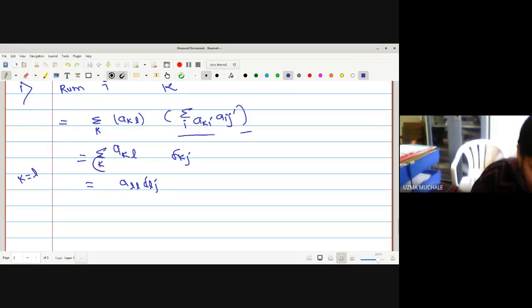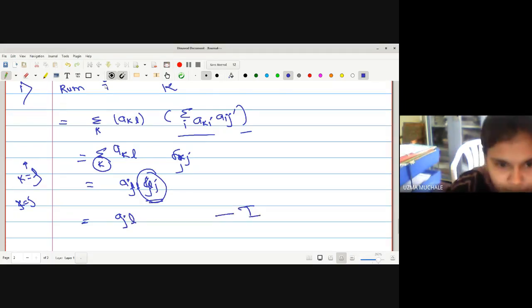After running the summation over k, somewhere k will be equal to j, and this will be delta jj, and here we have delta jl. So what will be delta jj? It is equal to 1, because we say that if k is equal to j, then it is equal to 1. So we get here the term as ajl. Let me name it as equation 1.